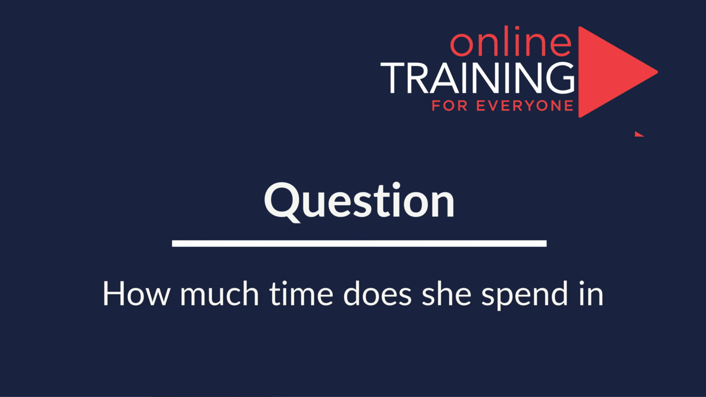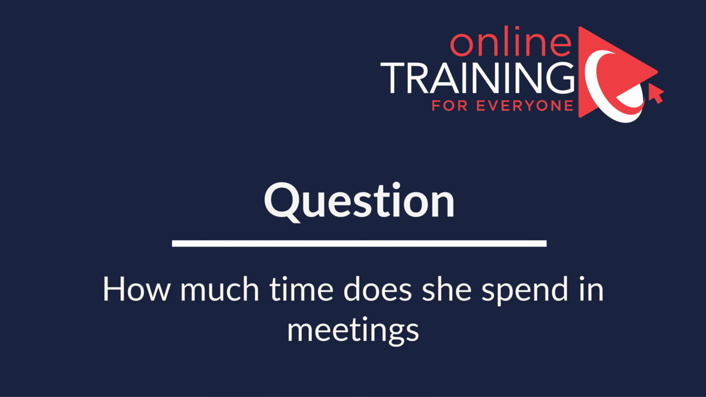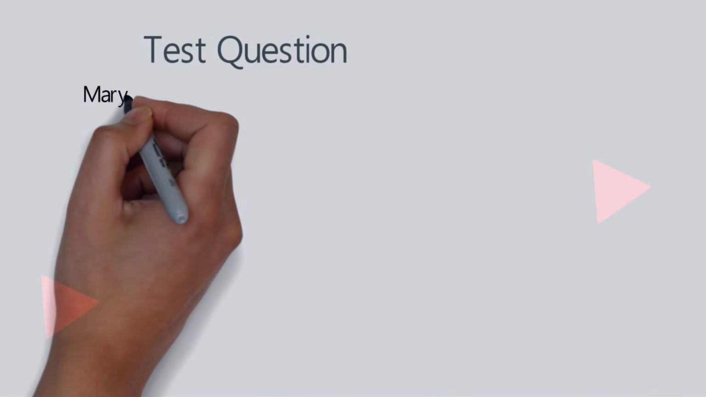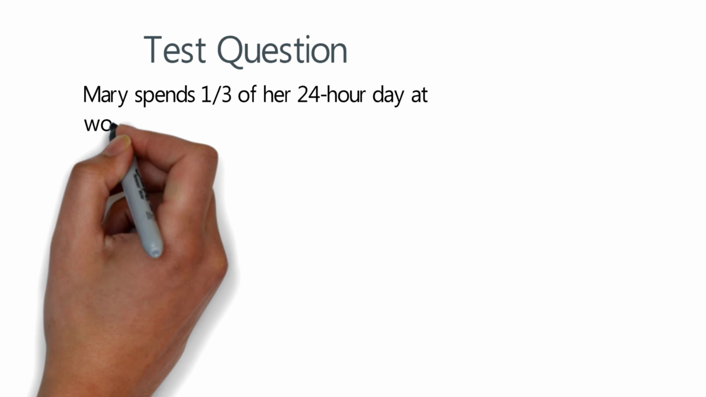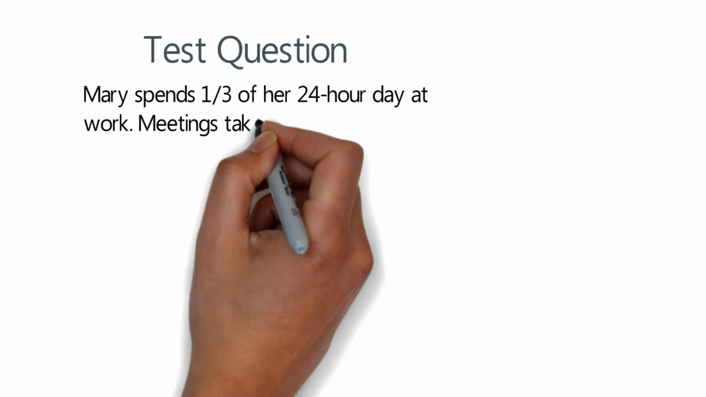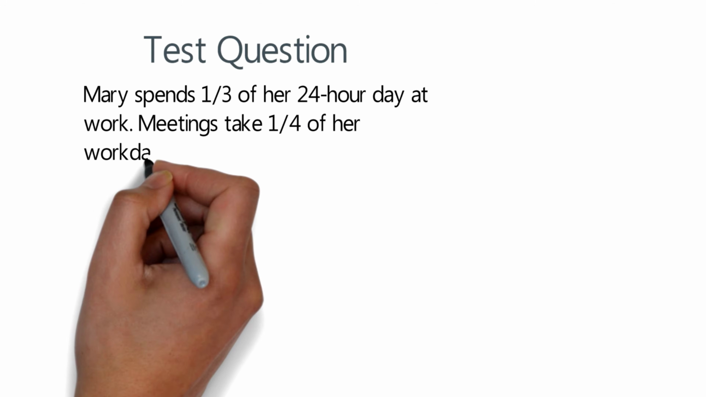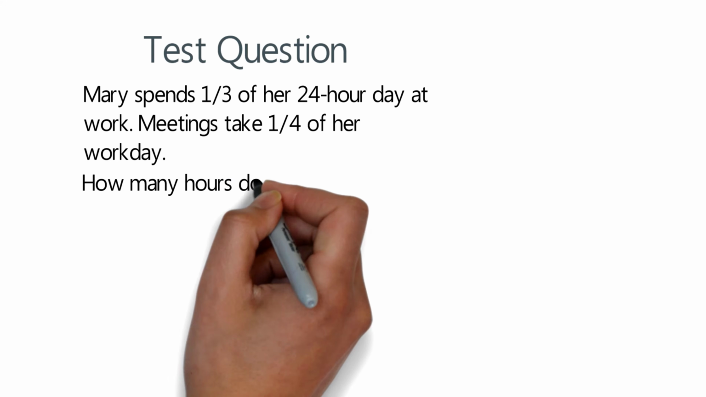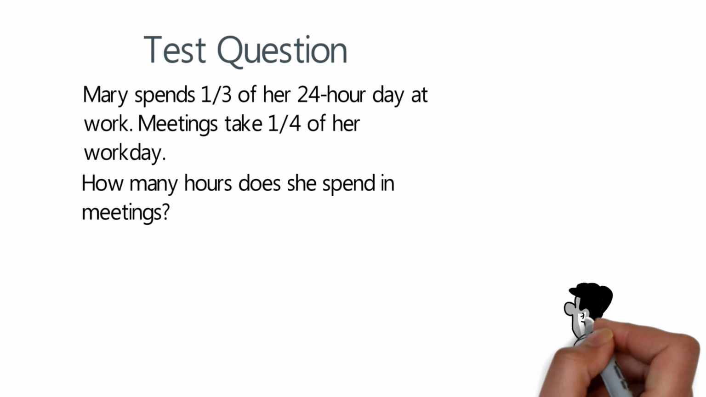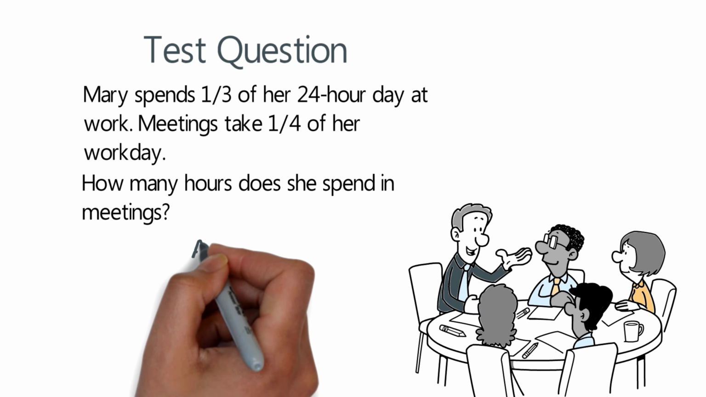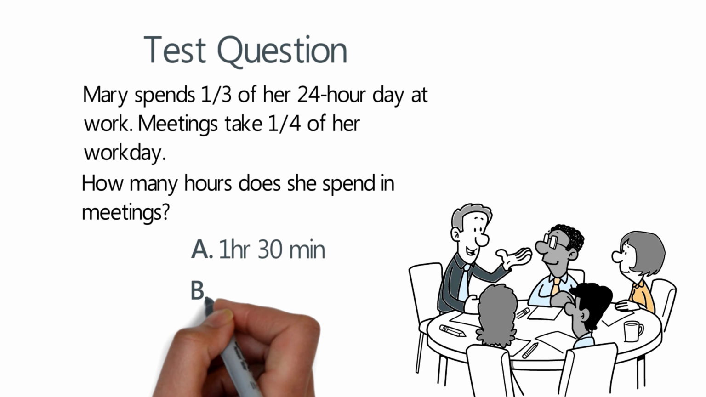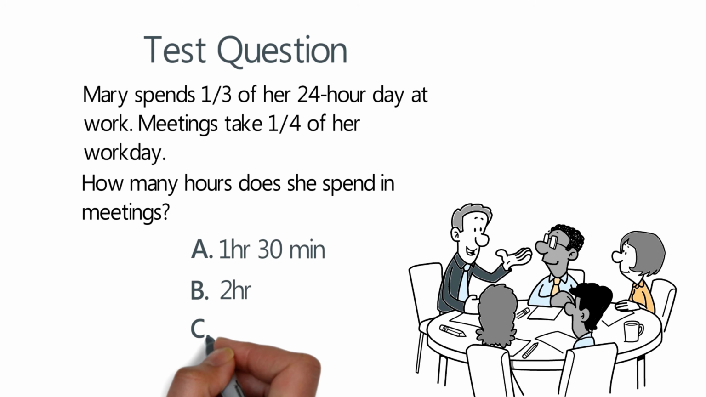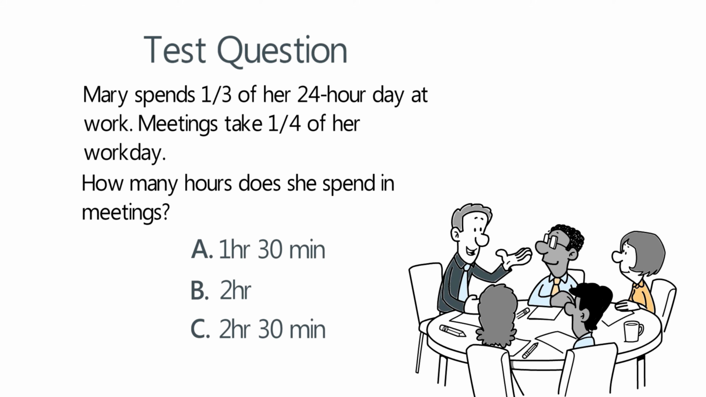Here is an interesting question which validates how well you do planning of your day-to-day work. Mary spends 1/3 of her 24-hour day at work. Meetings take 1/4 of her workday. How many hours does she spend in meetings? You have 4 different choices. Choice A, 1 hour and 30 minutes. Choice B, 2 hours. Choice C, 2 hours and 30 minutes. And choice D, 3 hours.